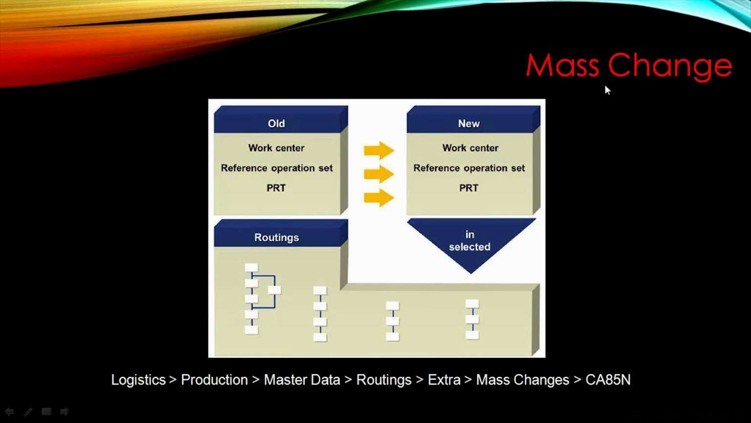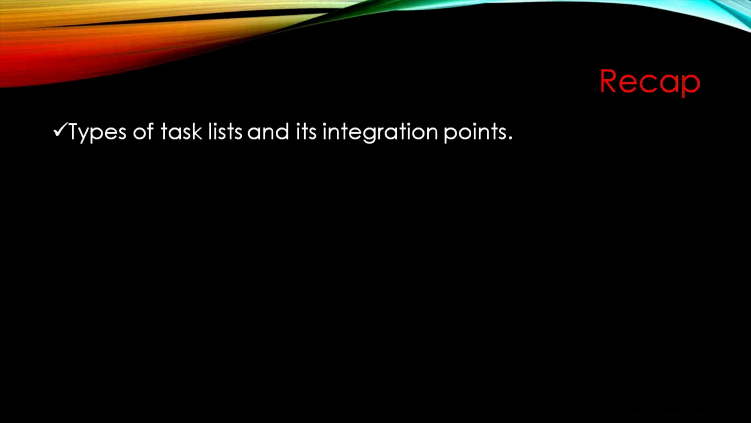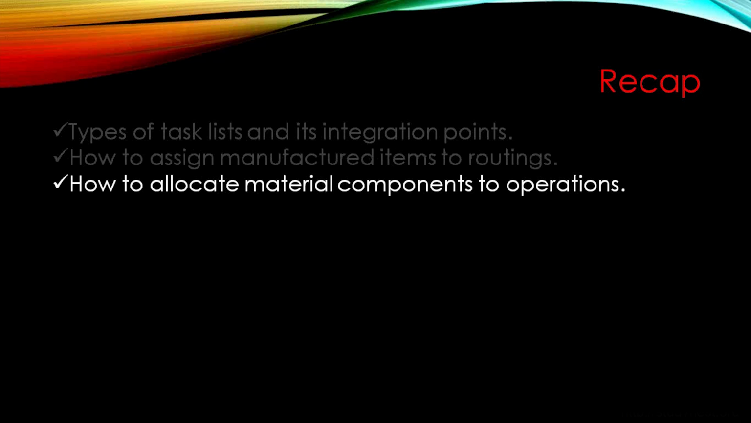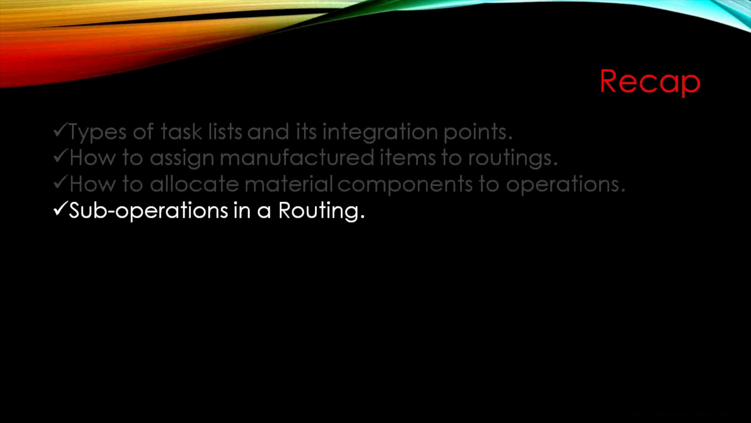As I said, you can use the mass change functionality to change not only work center but different parameters like setup time, machining time, and all that. So that's all for today. So let's see what we have done in today's class. We have seen the types of task lists and its integration points with different modules in SAP. How to assign the manufactured items to routing, like BOM assignment. How to allocate material components to an operation, sub operation in a routing.